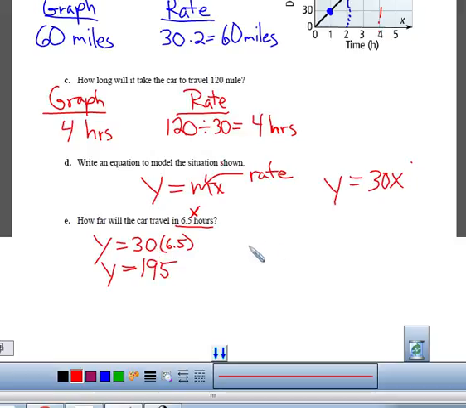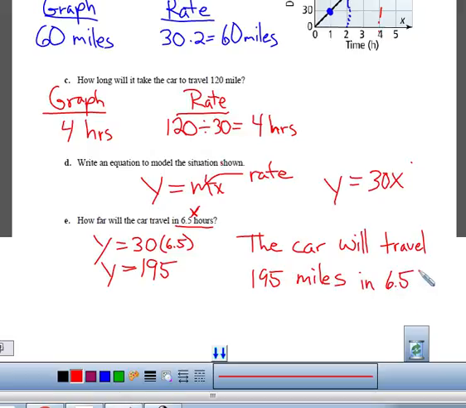Now let's answer this in a sentence. The car will travel 195 miles in 6.5 hours. Period.